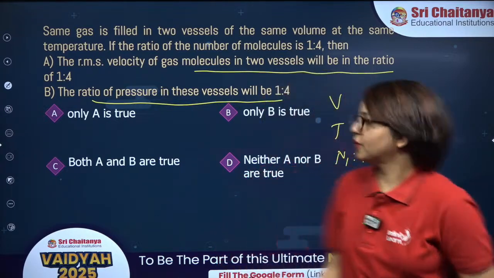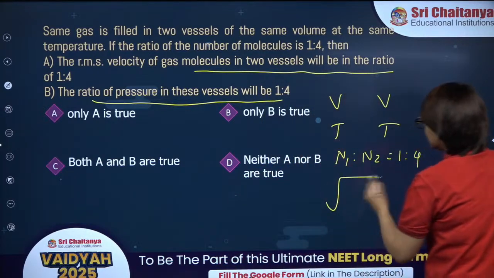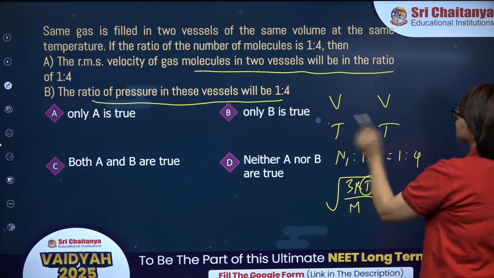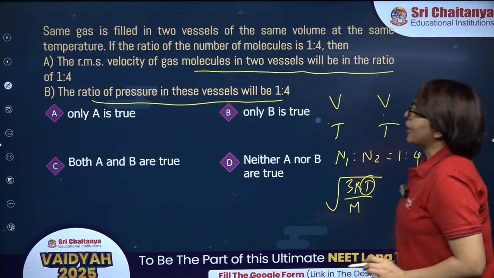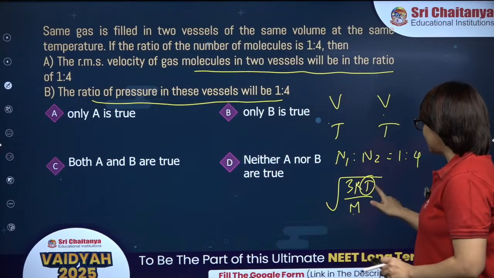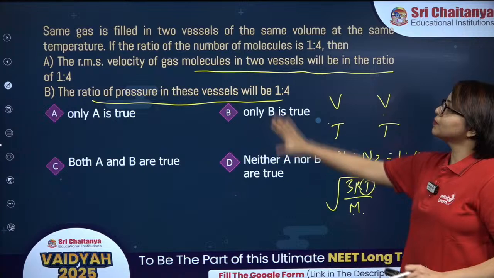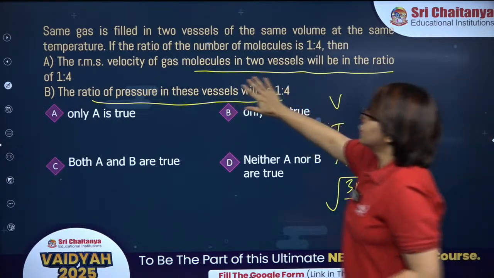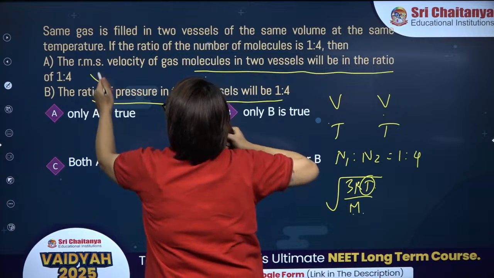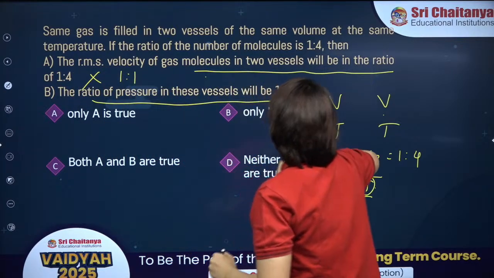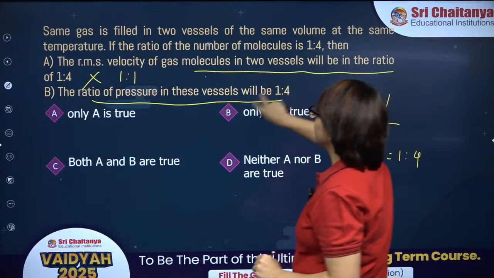What is RMS velocity? It is under root of 3RT divided by M. We are keeping temperature same for both the gases and same gas is filled. That means M is also same for both. So, if T is same, M is same, RMS speed of molecules will be same in the 2 vessels, right? So, statement A is false. It is not 1 is to 4, it is 1 is to 1. Right. So, only B is correct.